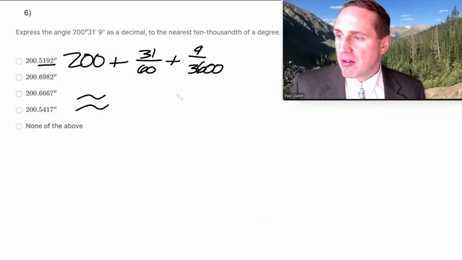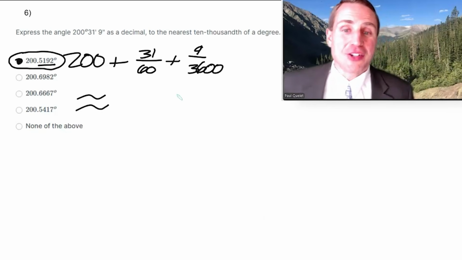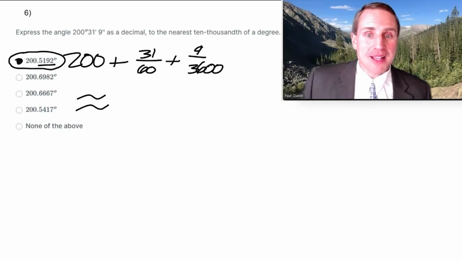5192 right there. So it looks like this is going to be our first answer choice. That's going to be our correct answer. Hope that makes sense. Let's move on.